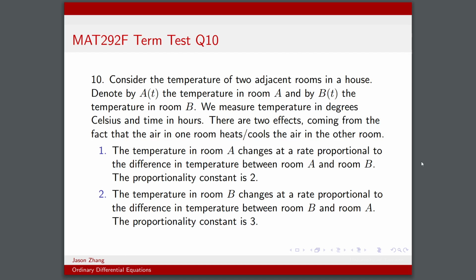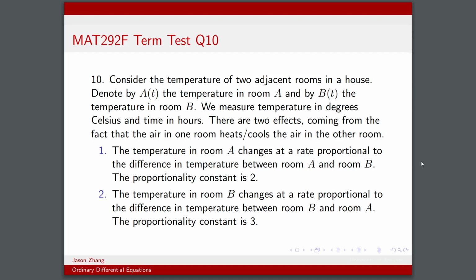But this is the problem in its entirety. And the questions pertaining to this problem will be on the next slide. So consider the temperature of two adjacent rooms in a house. We'll denote by A(t) the temperature in room A and B(t) the temperature in room B. We measure temperature in degrees Celsius and time in hours, so those are just our units.